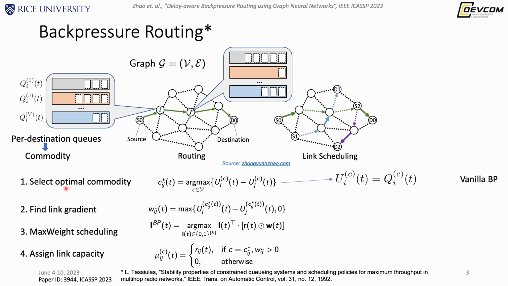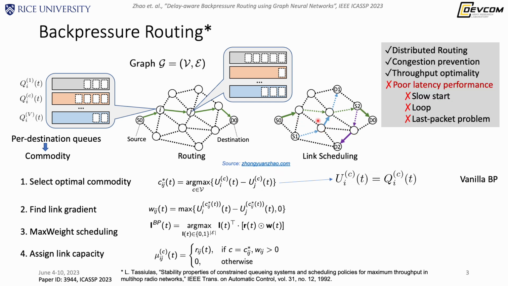First, we select the optimal commodity for every link. This optimal commodity will maximize the differential queue length on that link. Then, we find the link gradient based on this equation, and then we run a max weight scheduling that will select a set of links to be activated at time t. The capacity of those links being scheduled will be assigned to the optimal commodity on those links.